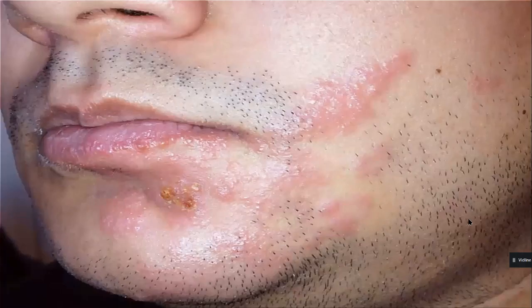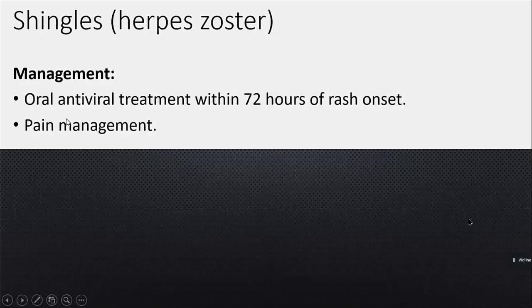So this one, ophthalmic division. Maxillary division. And mandibular. Okay, so the management, as we said, is oral antiviral treatment within 72 hours of rash onset. And of course, pain management because it's painful.